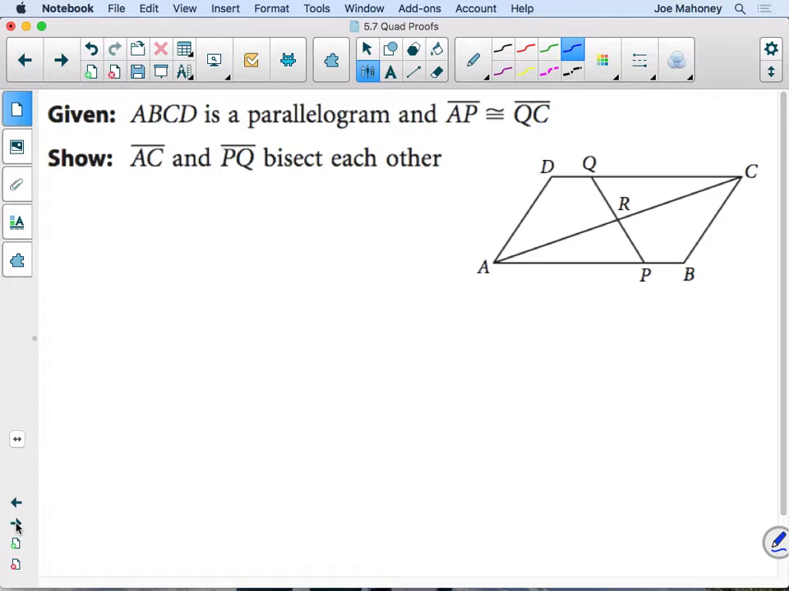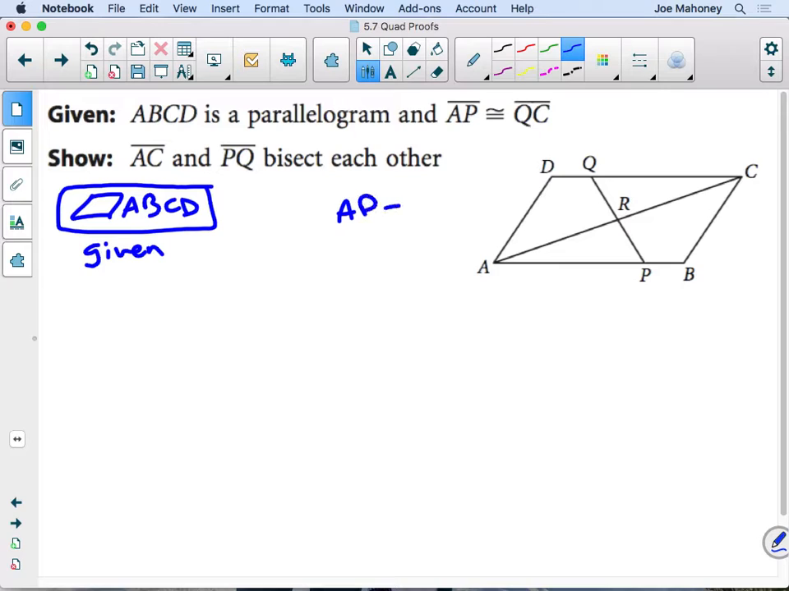So if we take a look at this first proof here, we're given ABCD as a parallelogram, and segments AP and QC are congruent. And we want to prove that those 2 segments, AC and PQ, bisect each other. So we always write down our givens first. I'm given parallelogram ABCD. I put a box around my statement, and underneath my box, I put the reason why it's true. I know also that AP is congruent to QC, so that's given as well.